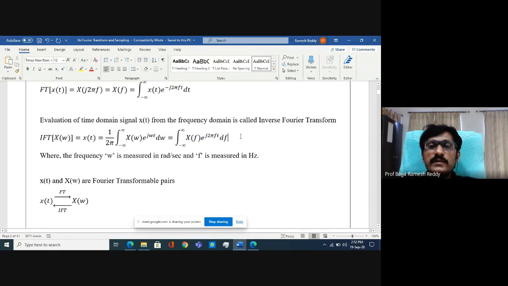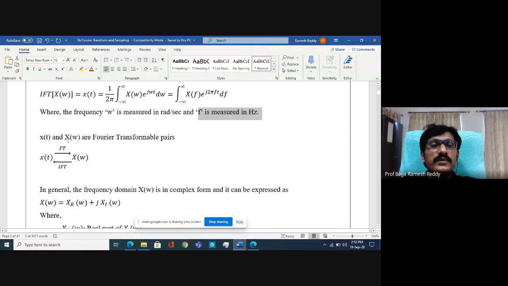This is the formula used to evaluate the time domain signal x of t, where the frequency omega is measured in radians per second and f is measured in hertz, where x of t and X of omega are Fourier transformable pairs. By using Fourier transform, we can convert x of t into X of omega, and by using inverse Fourier transform, we can convert from X of omega to x of t.